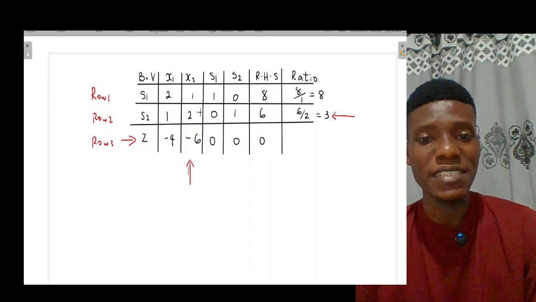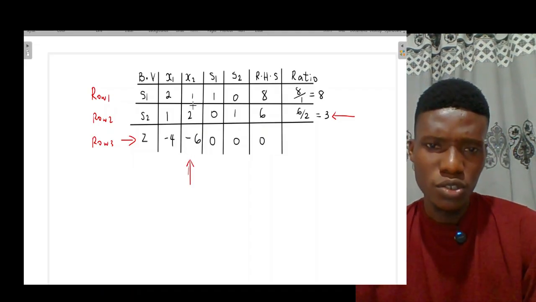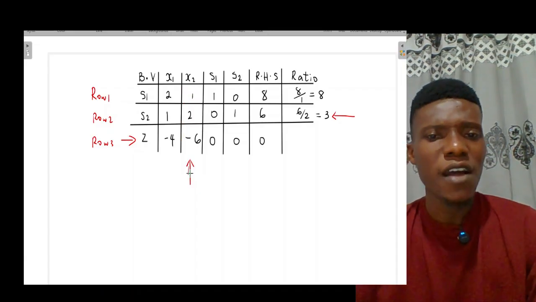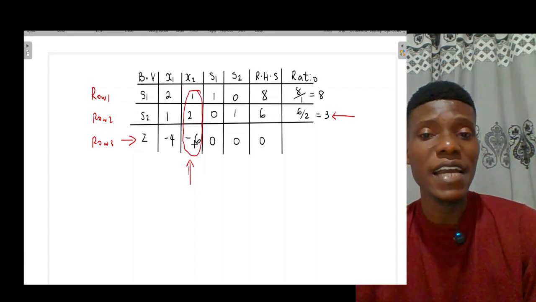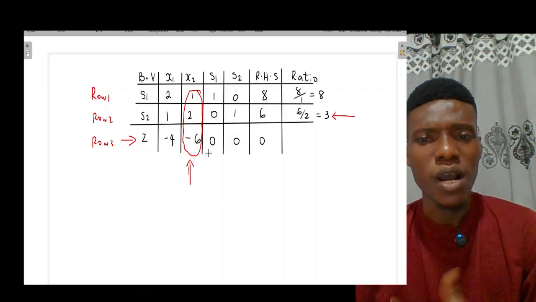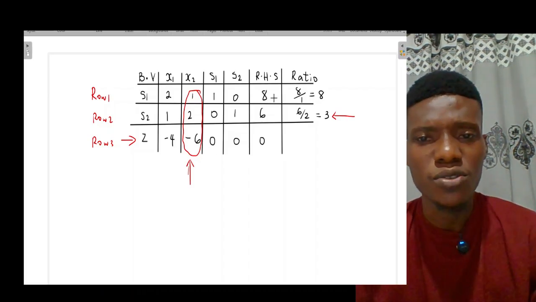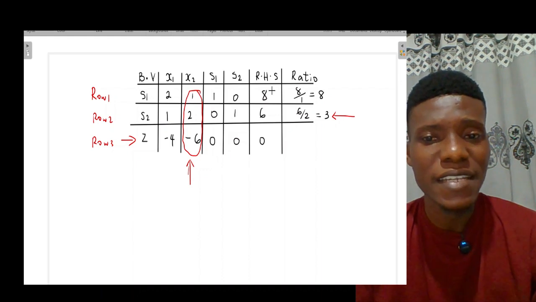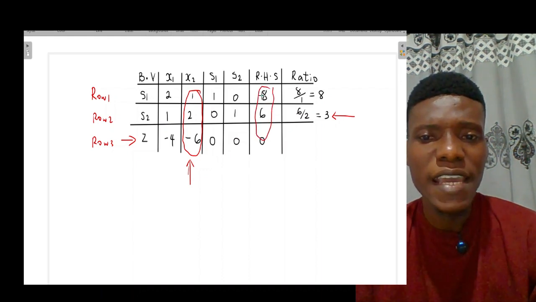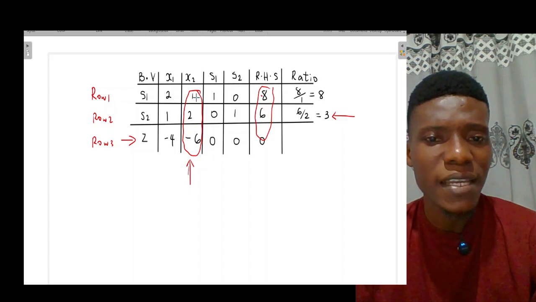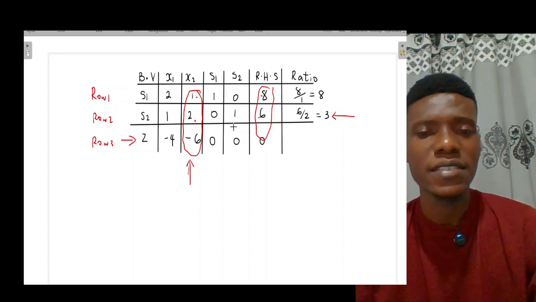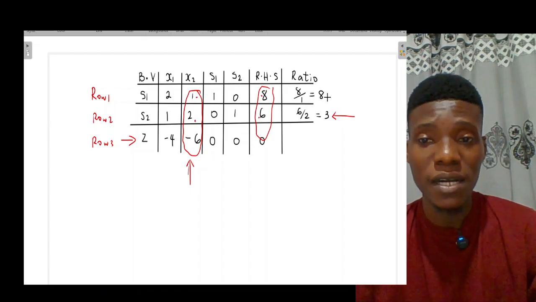This arrow now is indicating the pivot column. So this column is the pivot column. Now, having identified your pivot column, you need to calculate your ratio. How do you calculate your ratio? This is the right hand side column. So you say this value here, 8, divided by this, and this 6 divided by this. And that's how we generate our ratio.